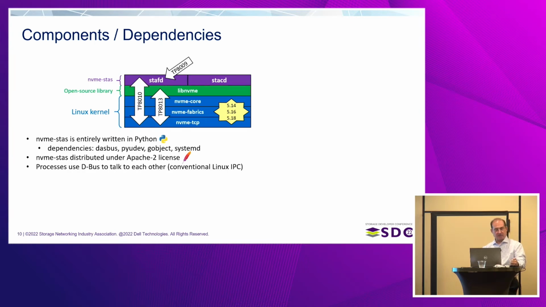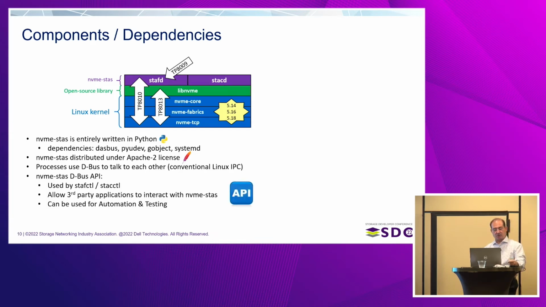Processes use, as I say, dbus to talk to each other, and this is conventional Linux inter-process communication. And it also defines an API over the dbus, which is used by the control program, and also allows third-party applications to interact with the two daemons and can be used for automation and testing.